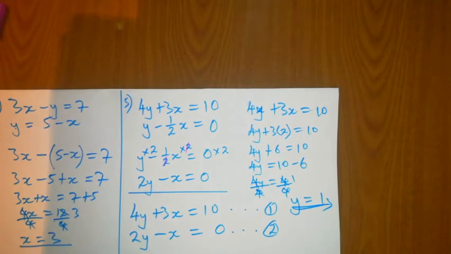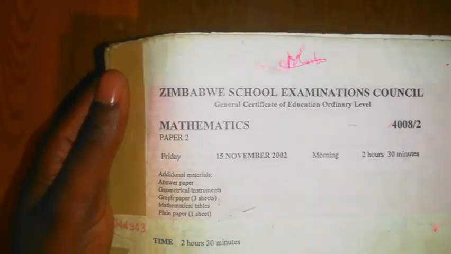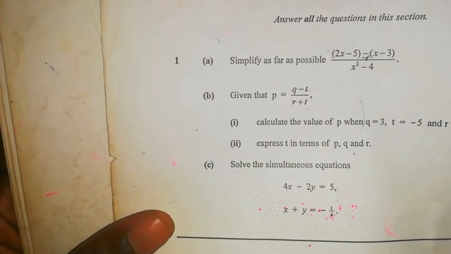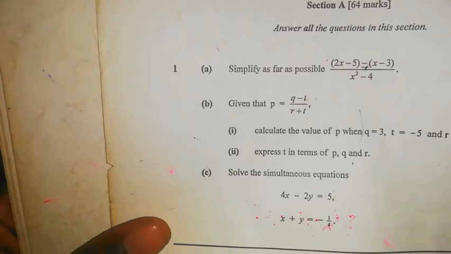Let me take you to this other example of a simultaneous equation that appear in the form of a fraction from November 2002. So there is our question now. It's November 2002. Let's get inside the question paper. There is the question. Solve the simultaneous equations there.